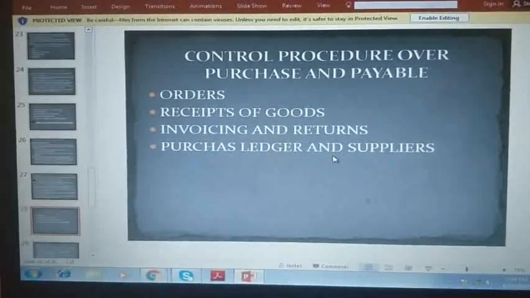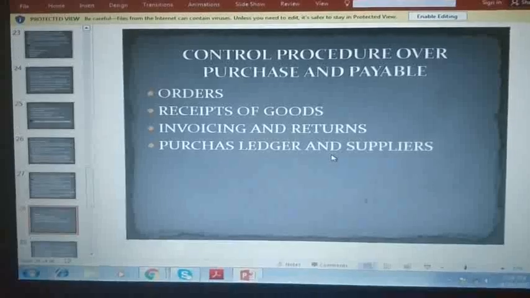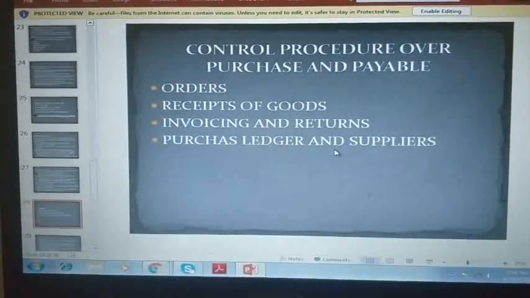Now, purchase invoices should also be matched with the goods received notes, and company orders should not be processed until these particular purchase invoices and the goods received notes match.